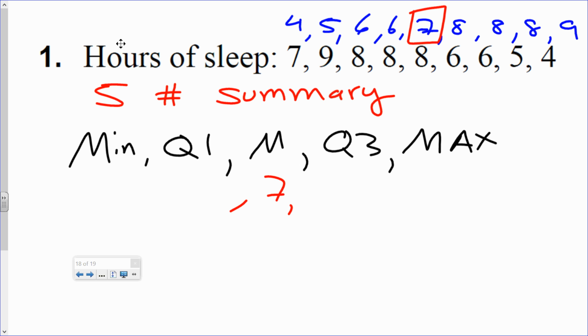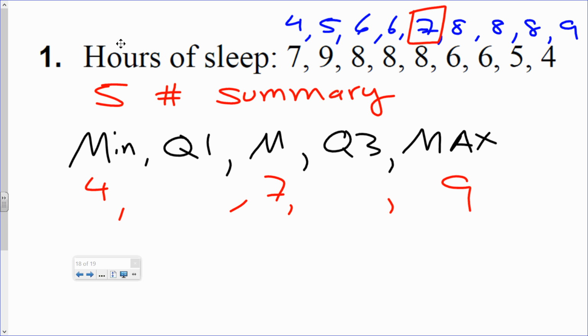All right, what's the minimum value? Obviously 4. Maximum will be 9. Now we just need quartile 3 and quartile 1. So three of the numbers are already done. This is easy. Let's find quartile 1.